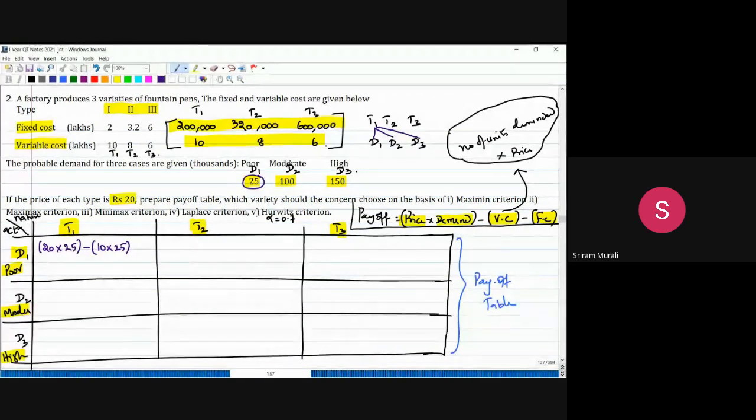This is a varying factor, am I right? With respect to poor, moderate, high, will the cost not vary? Yes, sir. Variable cost means it is based on poor, moderate, etc. The cost will vary. Minus what is the fixed cost? 2 lakhs, sir. Everything is given in lakhs. So I take this 000 out of the problem.